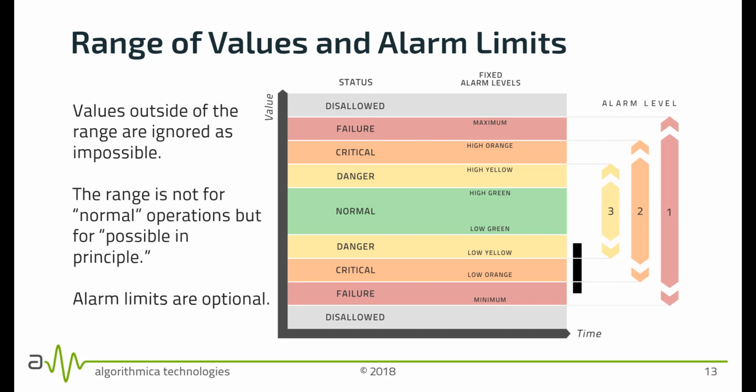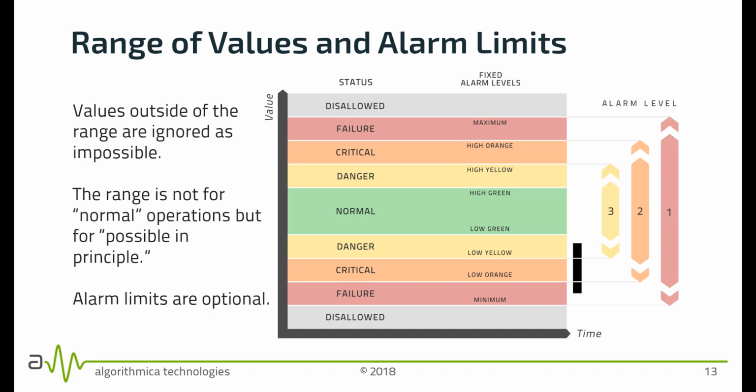Here, for instance, you see a diagram where the value of a particular tag is the vertical axis and the timeline is the horizontal axis. We would normally want the measurement to be in the middle, in the normal green region. And in order to define where that green region is, we have a low green and a high green value that defines it. Outside of the normal green region, we have three colored regions that indicate some form of abnormality.